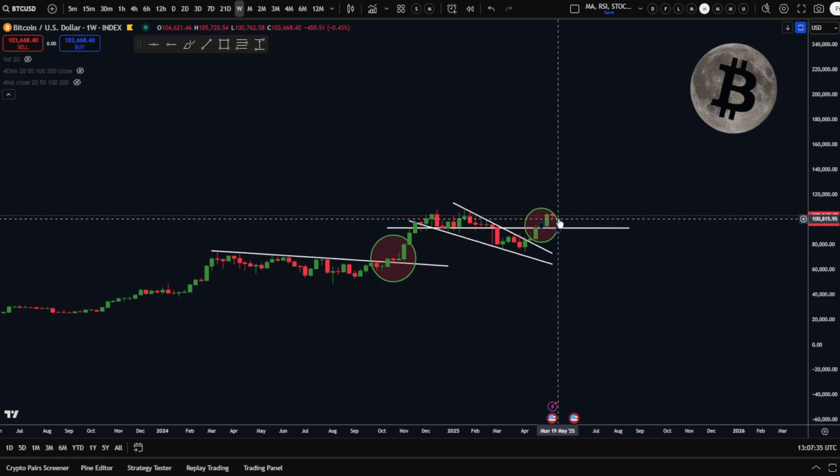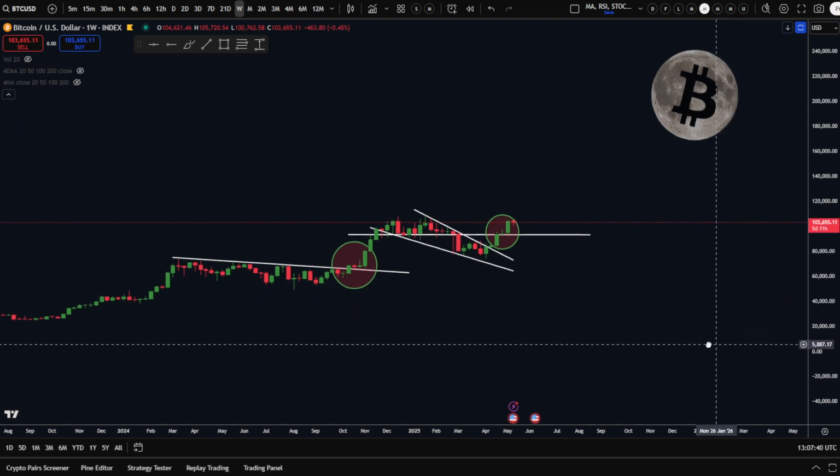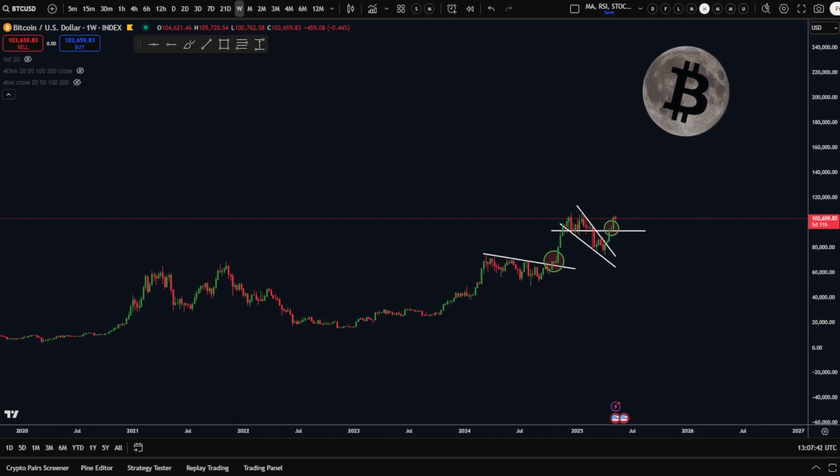We're still right on target for our moon projection of this cycle. Showing it on a non-log chart makes it look quite impressive, doesn't it?